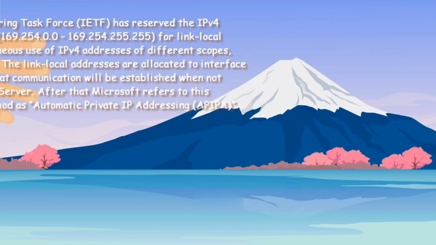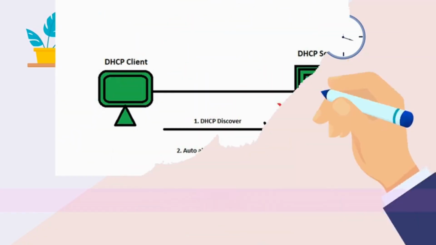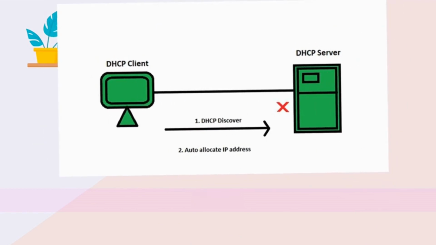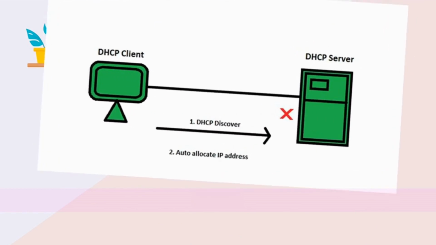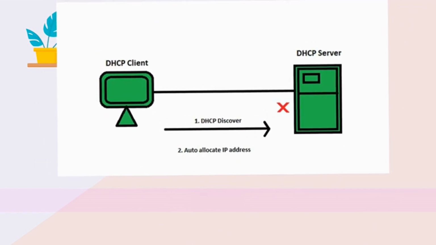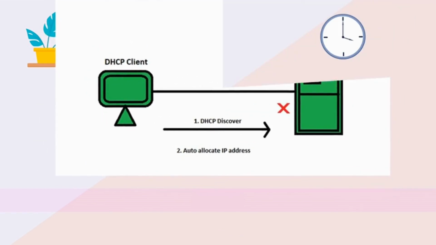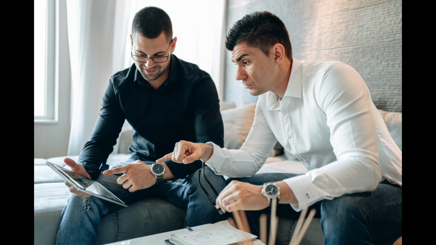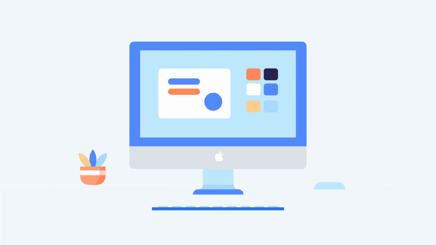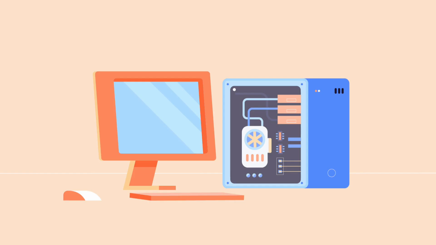Due to the simultaneous use of IPv4 addresses of different scopes, traffic overload becomes high. The link-local addresses are allocated to interfaces that are stateless in nature, such that communication will be established when not getting a response from the DHCP server. After that, Microsoft refers to this address configuration method as automatic private IP addressing, APIPA.